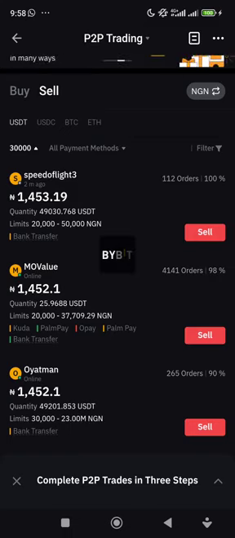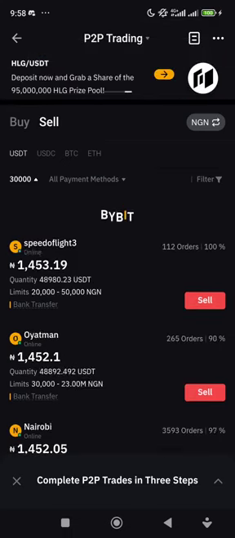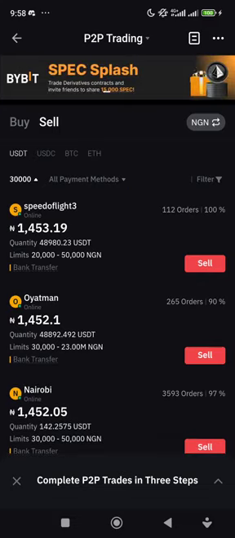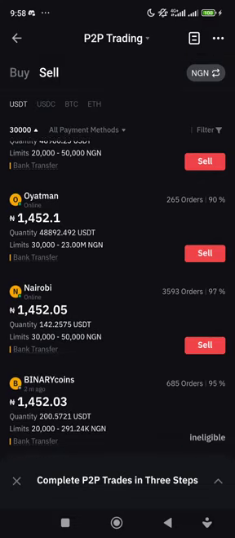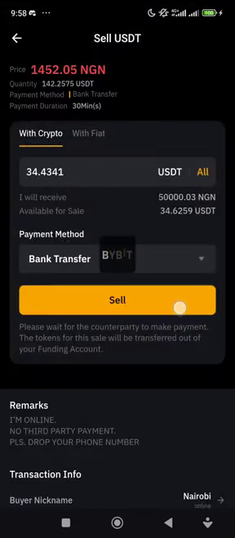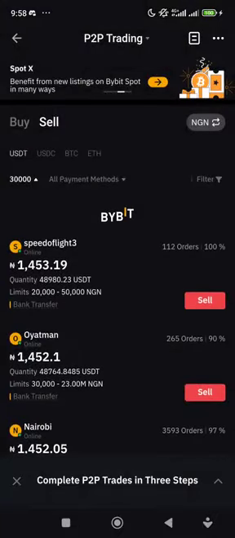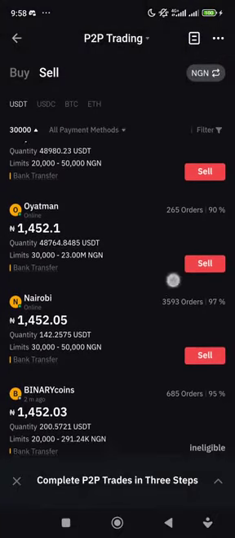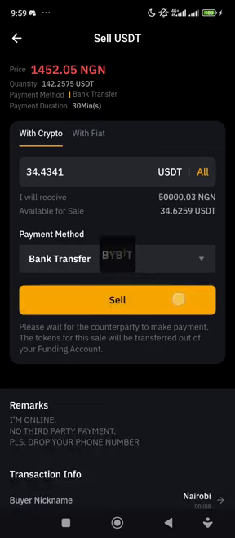So after I click on sell, as you can see, it's not there again. You have to refresh again. We have this. Okay, this one is not there again, so I'm going to go for this guy and click on all USDT, and boom, click on sell. So they say the order limits. I don't want to go with these guys though. Let me try again.